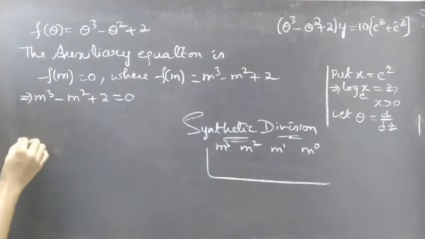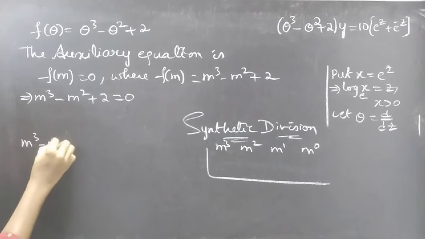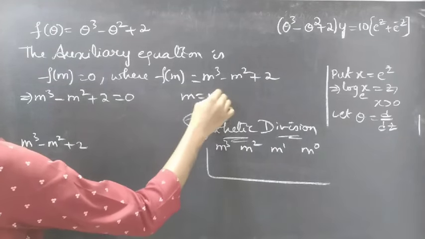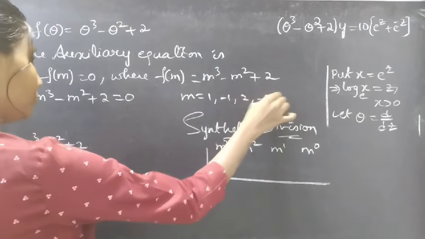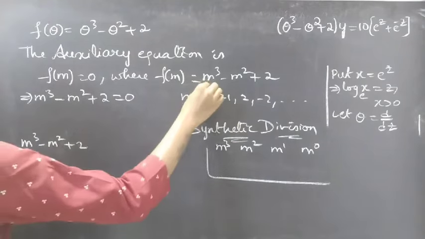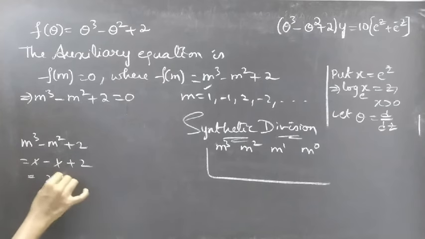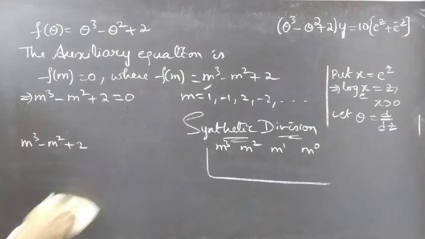Now consider the polynomial m cube minus m square plus 2 and see which m satisfy this polynomial. Firstly, I'll go for 1. When m equals 1, we'll get 2, which is non-zero. So m equals 1 does not satisfy this polynomial. Let's go for m equals minus 1.